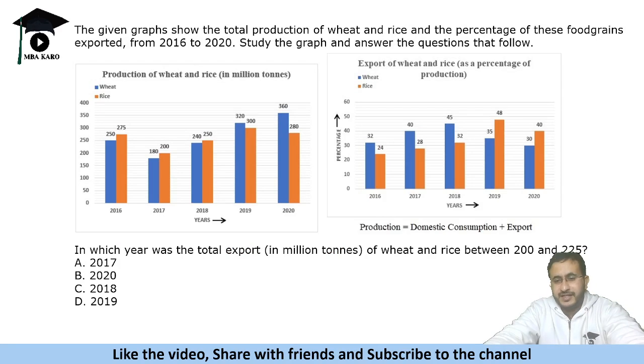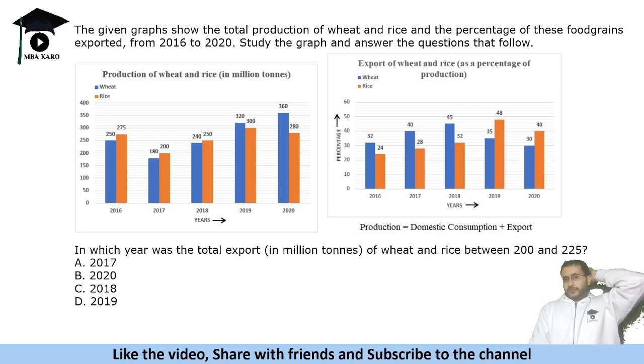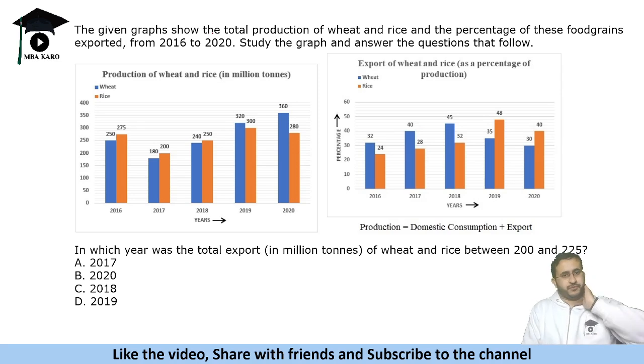Okay, let's see the last set of the paper. The given graph shows the total production of wheat and rice and the percentage of these food grains exported from 2016 to 20. Okay, so this is the percentage export, and production is domestic consumption plus export. So one on graph, one on table, production and export. Okay, so in which year was the total export of wheat and rice between 200 and 225? So 17, 18, 19, 20.